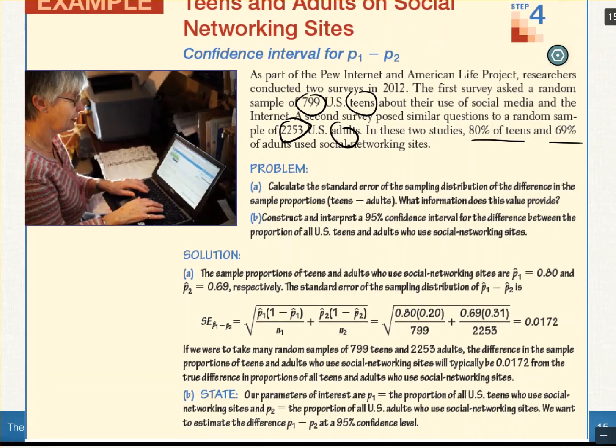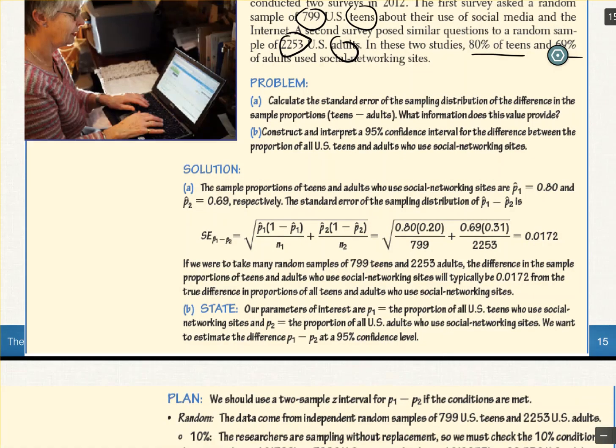So again, the difference in sample proportions of teens and adults who use social networking sites will typically be 0.0172 from the true difference. So again, that's just saying how far on average, if we take lots of different random samples of that many teens and adults, typically our value for the difference in proportions would be within about 0.0172, so about 1.7% away from the true value.